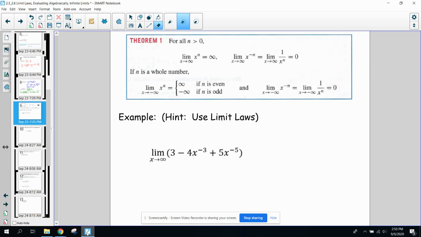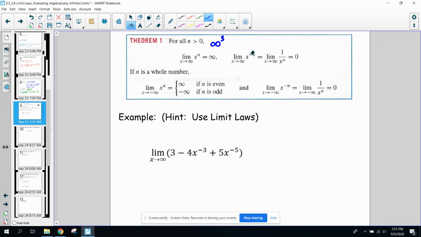Sometimes we have a limit where x is approaching infinity or negative infinity. So if we look at this chart that we have over here, we have an example on the top where x is approaching infinity. So using direct substitution, if I were to plug in infinity, n is just some number greater than 0. For purposes, I'm just going to call it 3. If I were to plug infinity in, infinity to the third power is always going to be infinity. So infinity to any power that's greater than 0 will be infinity.